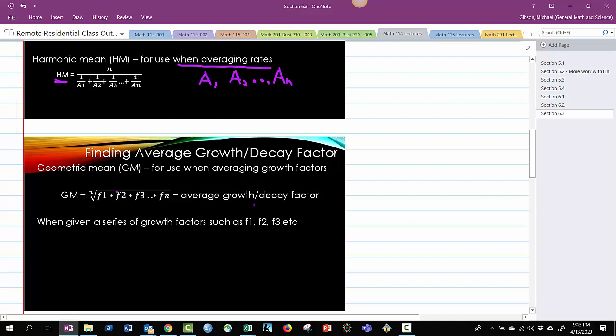The third one is called the geometric mean. It's for use when averaging growth factors. Remember from the previous section, if we have some money invested, it's an exponential type thing. Let's say we've got $500 invested at 6% interest, so it'd be 1 plus 0.06 at 6% per year for, say, T years, however many years.